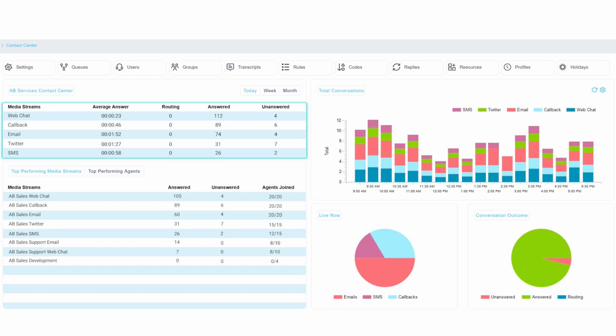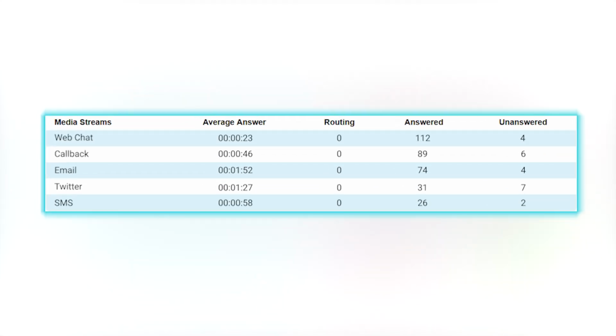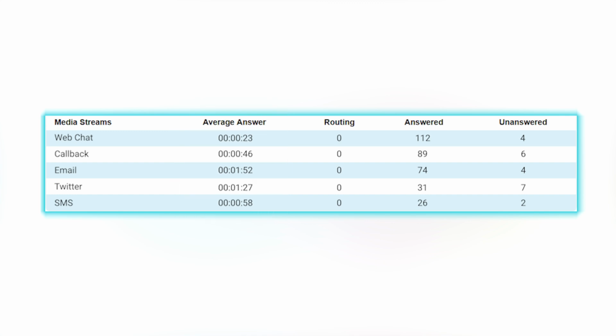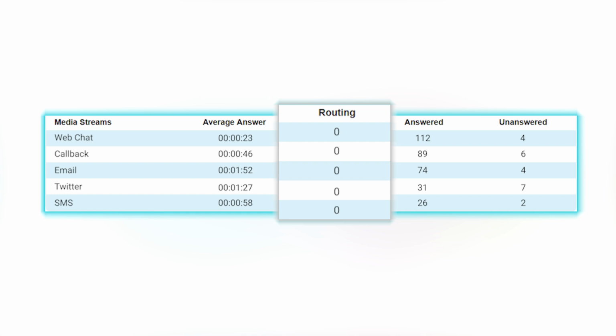In the top left of the dashboard, users are presented with data for each of their available media stream types. This table includes key metrics such as the media stream, average answer time, the number of conversations currently in routing, the total number of answered conversations, and the unanswered conversations. The average answer time allows users to see how quickly, on average, agents are responding to conversations in their respective media streams. The routing metric relates to the number of conversations currently within a routing phase.